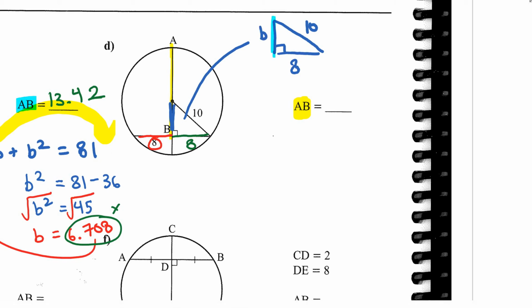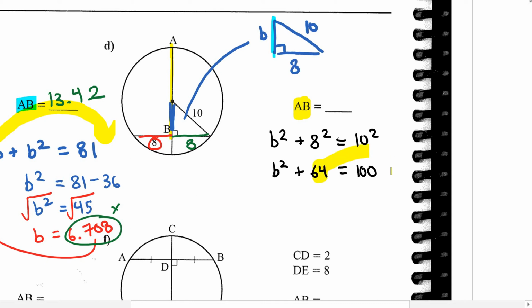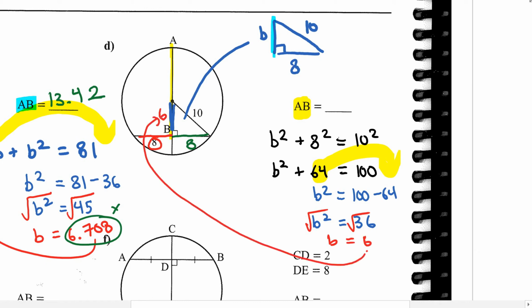So if I use the Pythagorean theorem again, it's going to be b squared plus 8 squared equals 10 squared. So this will be b squared plus, well, 8 squared is 64, and 10 squared is 100. Then you take the 64, bring it to the other side, and that gives you 100 minus 64 equals b squared, and b squared equals 36. Once you take the square root of both sides, b would equal 6. So this value of 6 is going to be that value right there of 6.